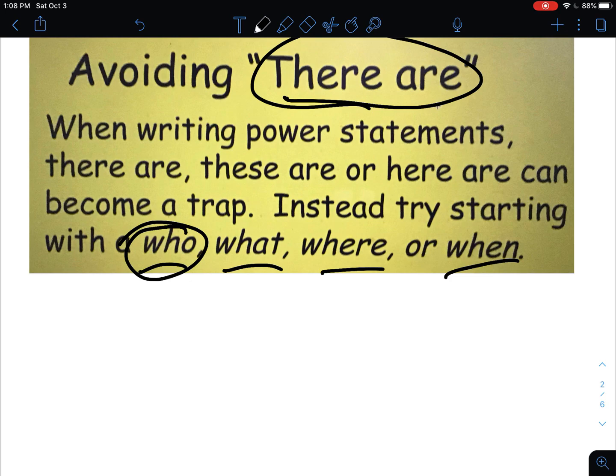An example is one of the articles we read last week about Christopher Columbus. Instead of saying there are many things Christopher Columbus did, you just want to start with the who, his name, Christopher Columbus, right, did several amazing things, right?